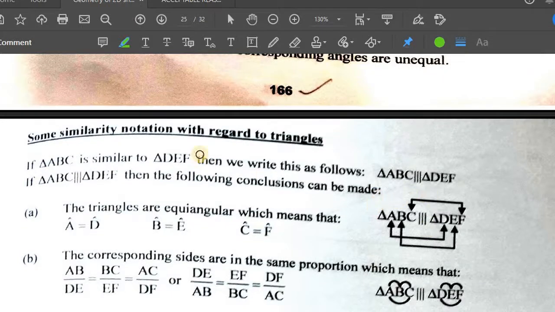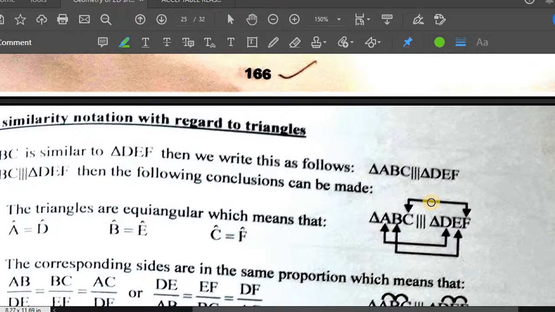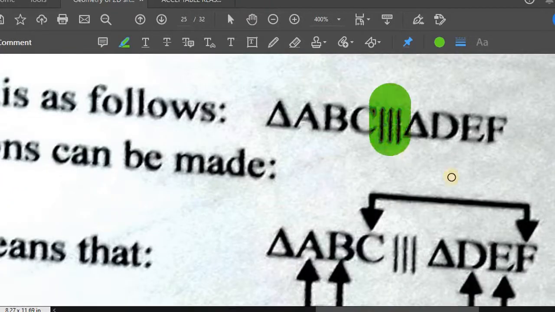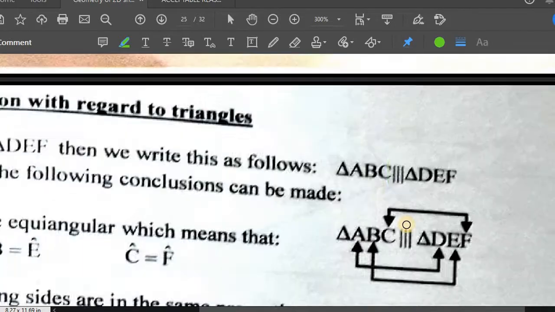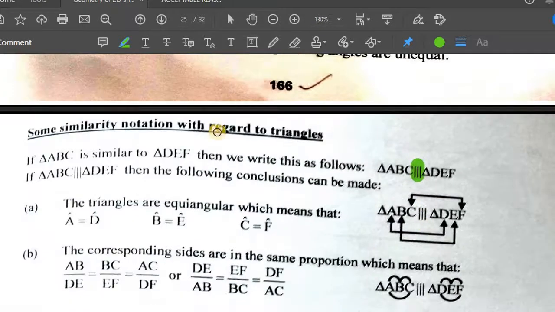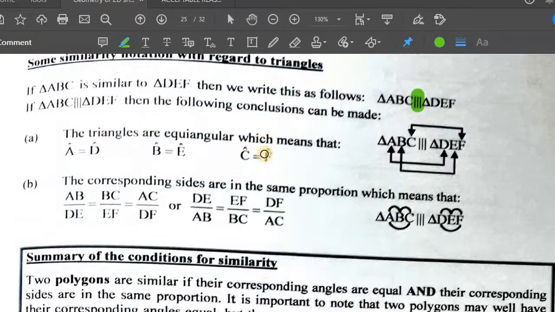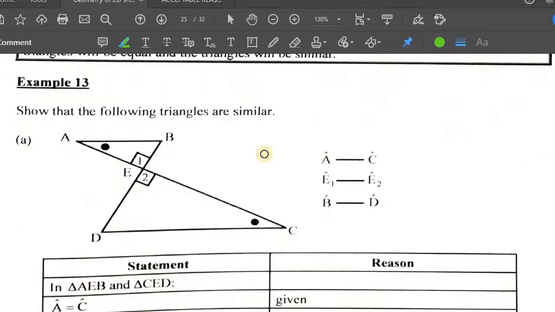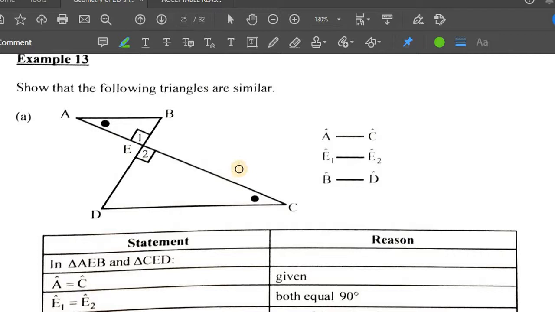Okay, how to name the similar triangles? The only thing different from the previous exercise is that this has those 3 lines going down, right? That's the only thing different. Okay, so let's look at page 167 now. Example 13. Show the following triangles are similar.